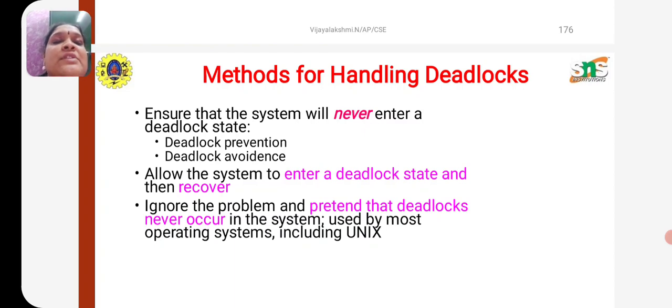So far we have seen the definition of deadlock, the system model of a deadlock, and how a process can utilize resources with three steps: request, use, and release. And we saw the resource allocation graph with deadlock and without deadlock. And now we are going to see the methods for handling deadlock.